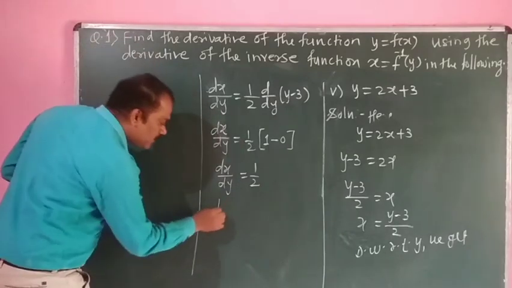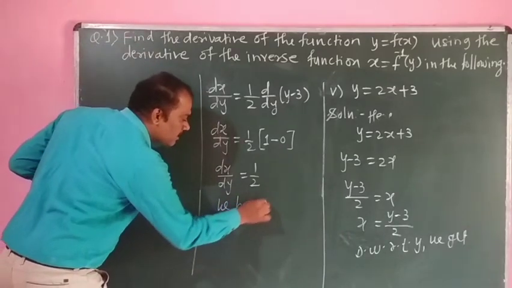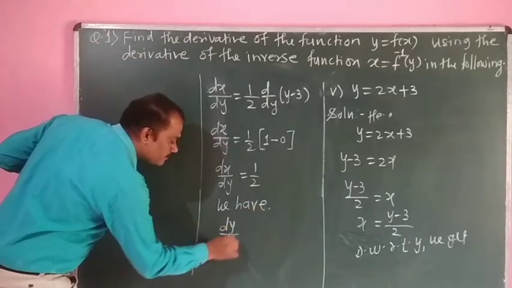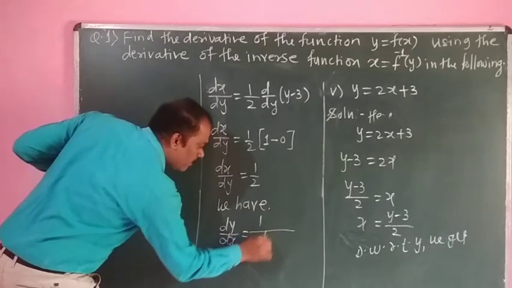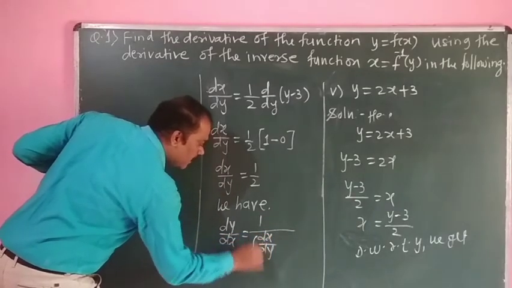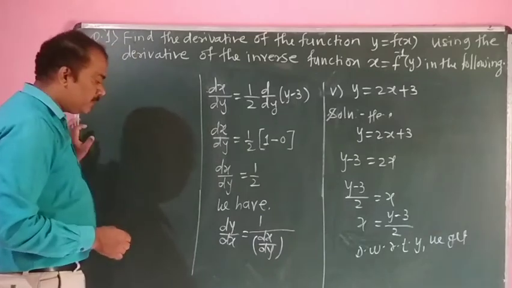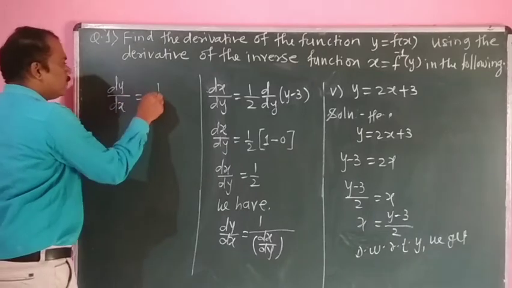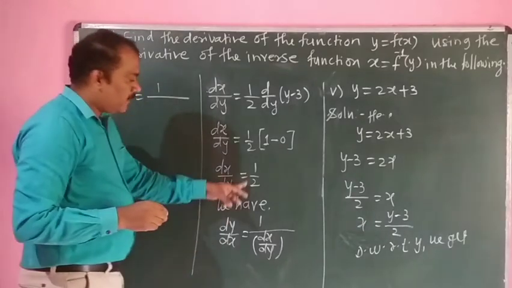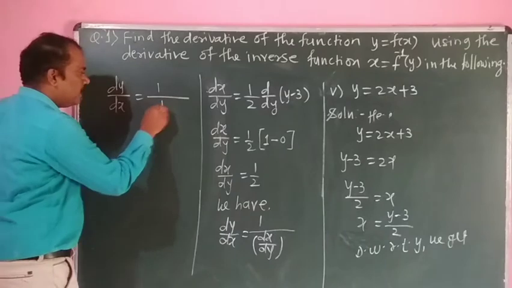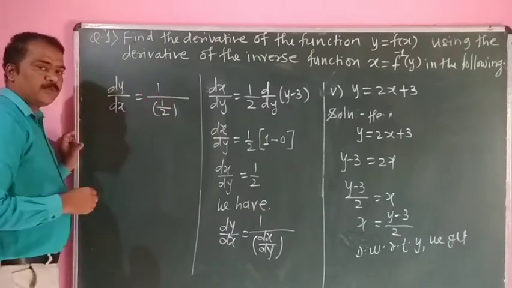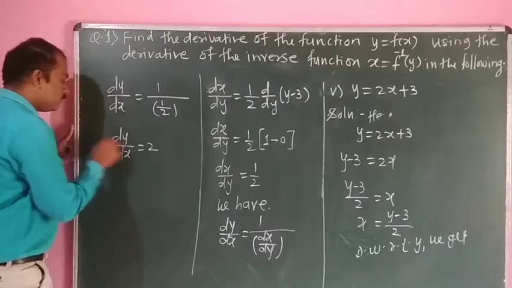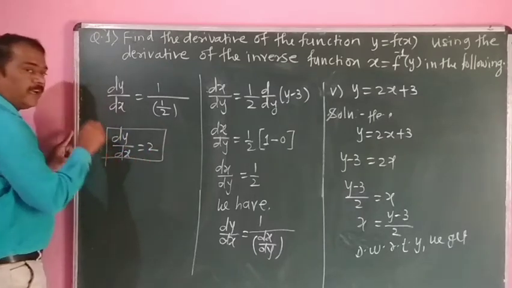Now, by using the theorem related to the inverse function, dy by dx is equal to 1 upon dx by dy, with the condition that dx by dy is never equal to 0. So dy by dx is equal to 1 upon the value of dx by dy, which is 1 upon 1 by 2, that is 1 divided by 1 by 2. By reciprocal we get 2, that is dy by dx is equal to 2, which is the required answer.